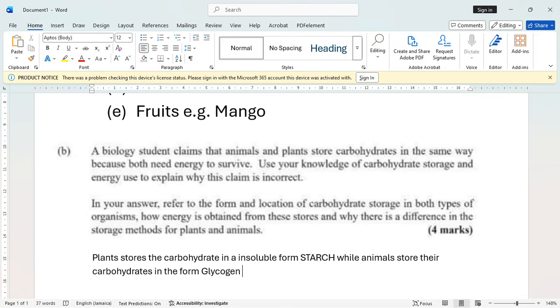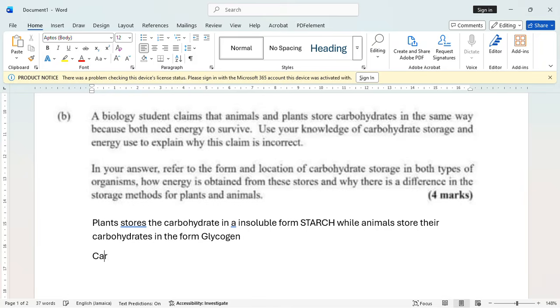So one of the differences you're supposed to come out and say is the form. We get one mark there to speak about the form. So the form that plants store it in is starch, while animals store it in the form of glycogen.